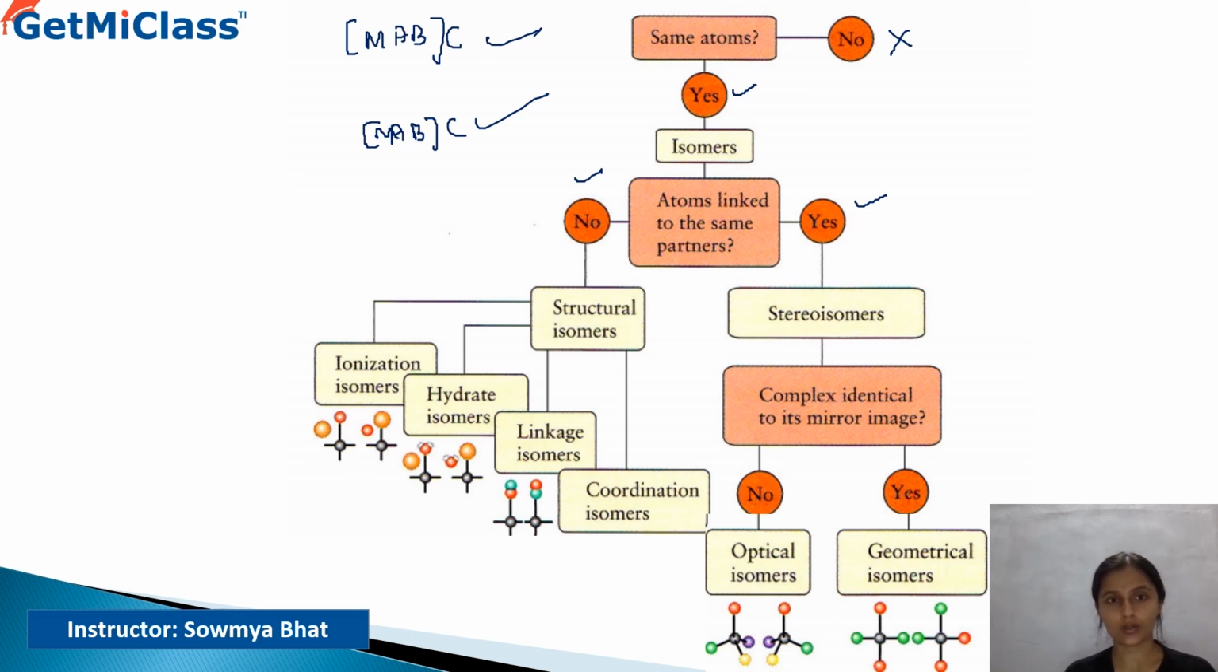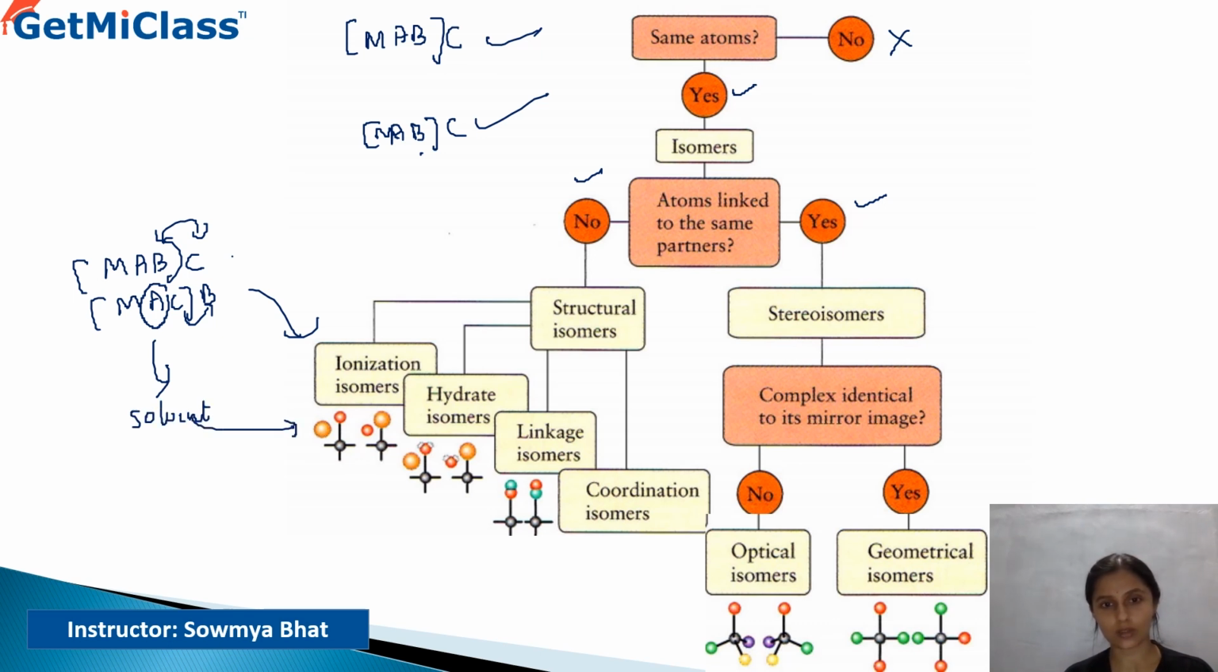Then you have to see if the B is interchanged, like MABC and MACB. If the ligand is interchanged here, that will lead to ionization isomerism. If one of them is the solvent or water, then it will lead to hydrate isomerism. If there is the presence of an ambidentate ligand, generally NO2 or NCS, then it will be linkage isomerism. And if there are two parts in the complex like this, then it will lead to coordination isomerism.